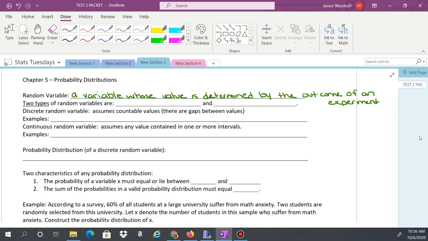There are two types of random variables. You have a discrete random variable and a continuous random variable. All right, so same as with your types of data, discrete and continuous. Discrete will be countable, so there will be gaps in between the values. An example of that would be the number of. So you're still going to have that key there, number of. So number of heads obtained in a coin toss.